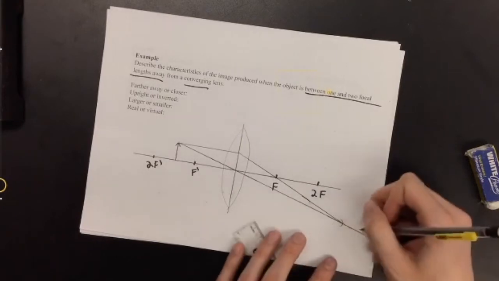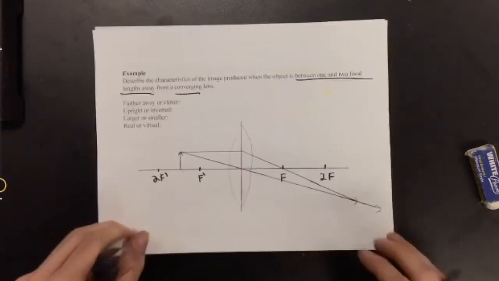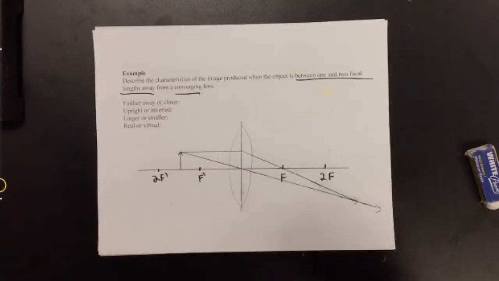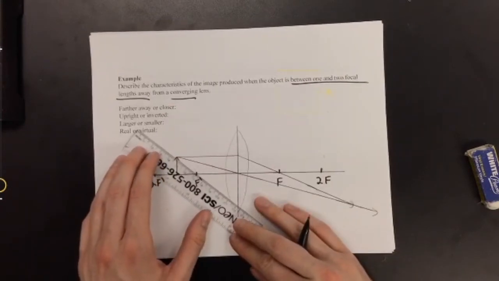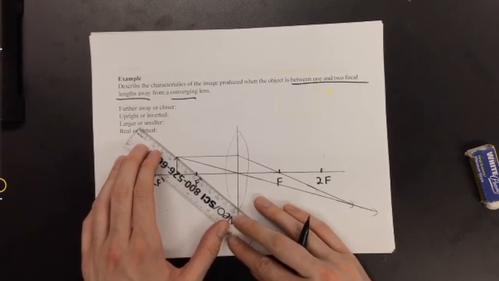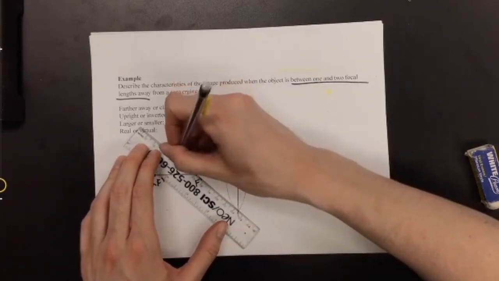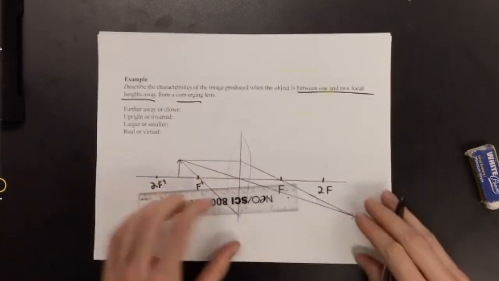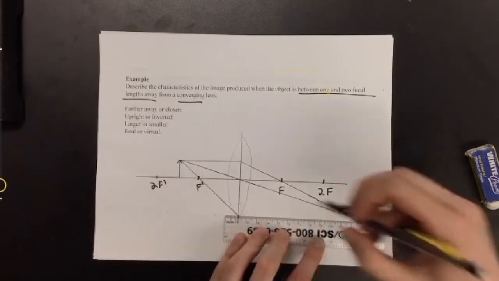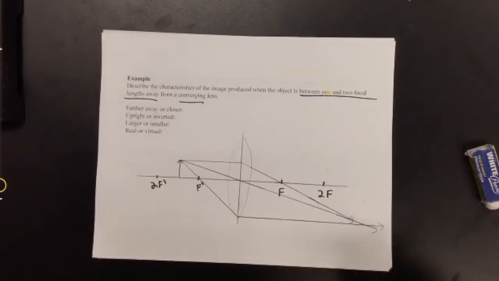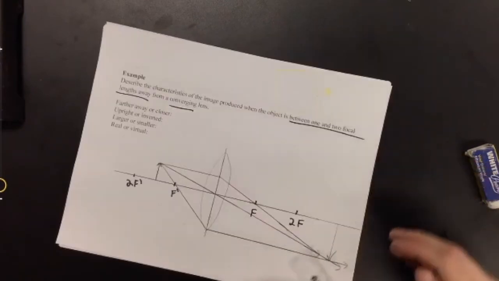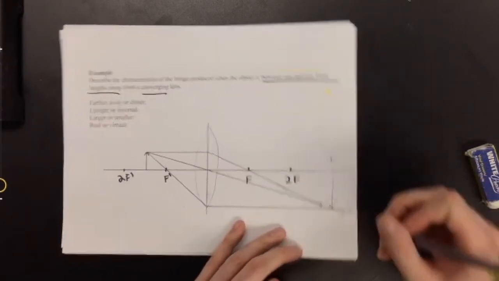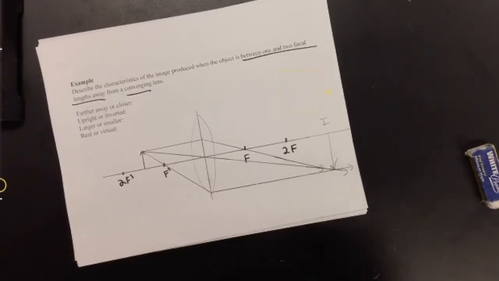Okay, so boom, already I can say looks like it's going to be real, inverted, and beyond 2 focal lengths. But let's double check. So a ray that goes through the secondary focal point will get refracted parallel. Okay, and just like that, sure enough, looks like we have our image here. Okay, so checks out.